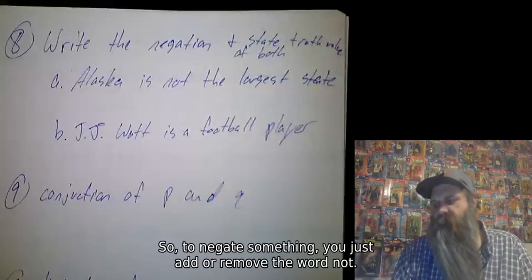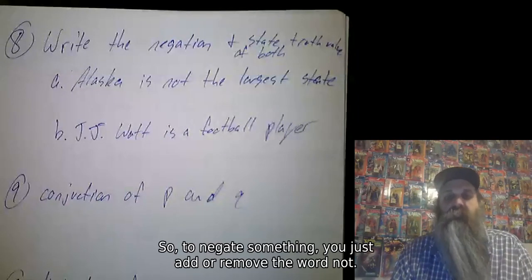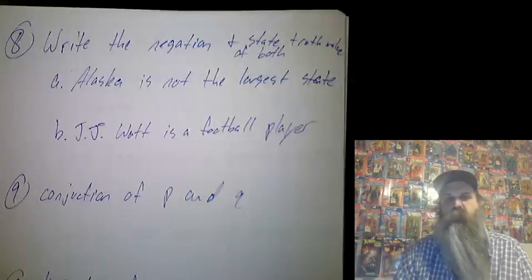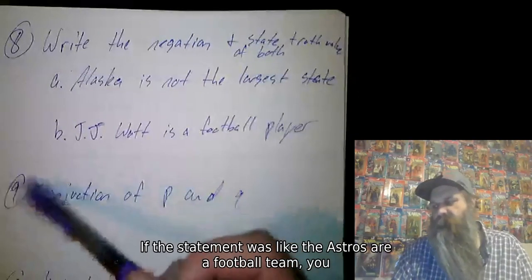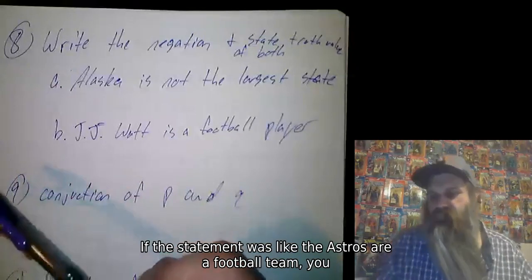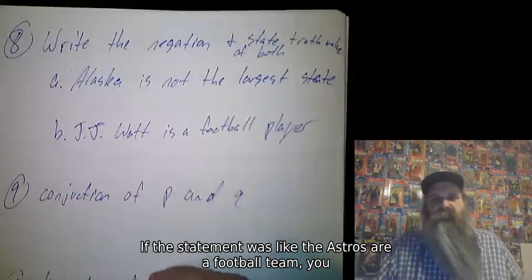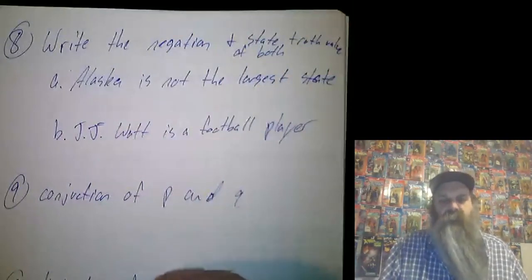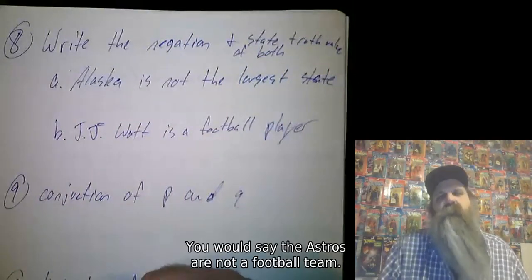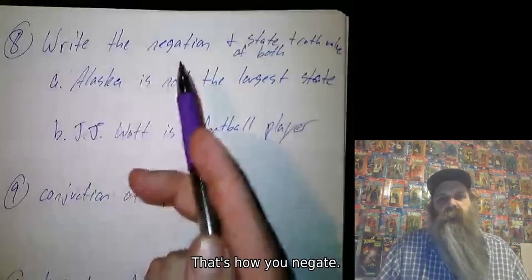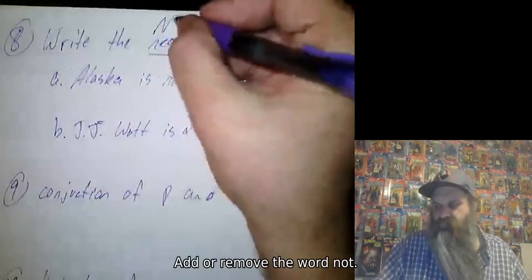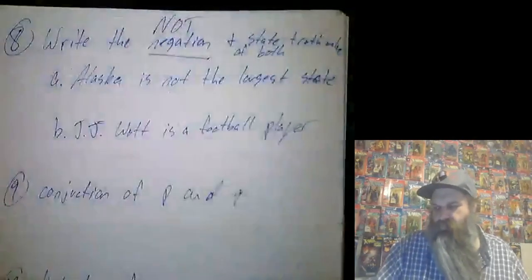So, to negate something, you just add or remove the word not. You don't try to correct the statement. If the statement was like, the Astros are a football team, you would not try to correct it by saying the Astros are a baseball team. You would say the Astros are not a football team. That's how you negate. Add or remove the word not.